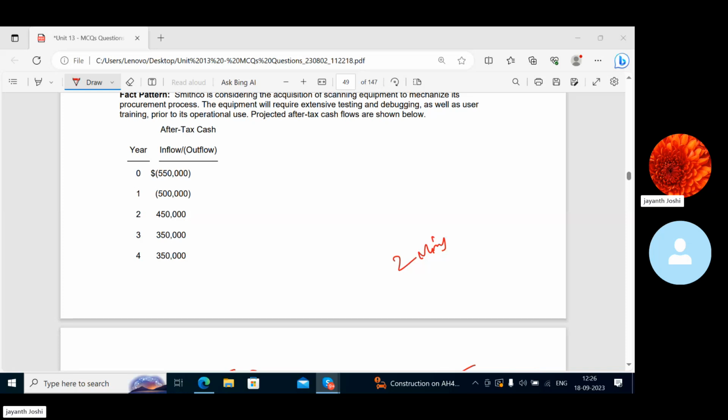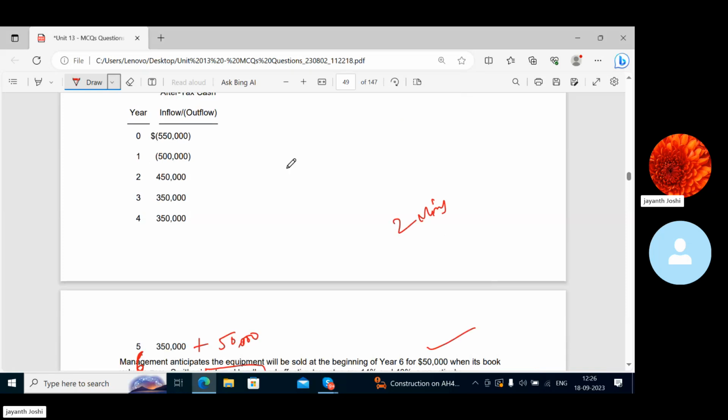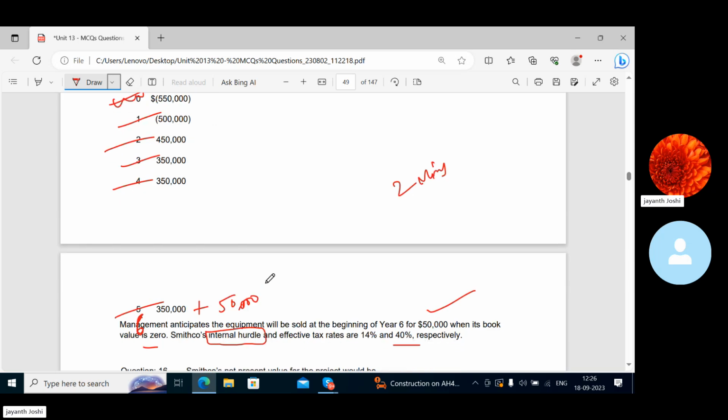Yes, sir. So all the after-tax cash flows, this is outflow. All the after-tax cash flows are clearly given. So the only one we need to adjust is the 50,000 sale of asset. 1 minus 0.40 we will do. Okay. And let us discount this.